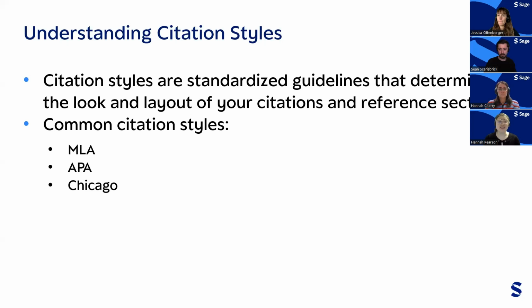Citation styles are standardized guidelines that determine the look and layout of your citations and your reference section. Common citation styles include MLA, APA, and Chicago style. If you're a student submitting an assignment, your instructor will likely tell you which style guide to use. Similarly, when you submit an academic paper for publication, the journal you submit to will likely request a specific citation style.